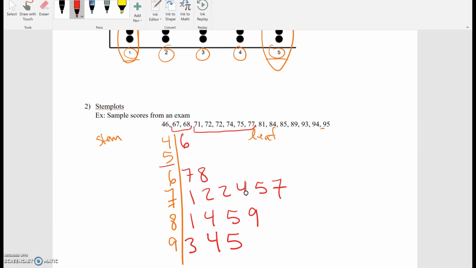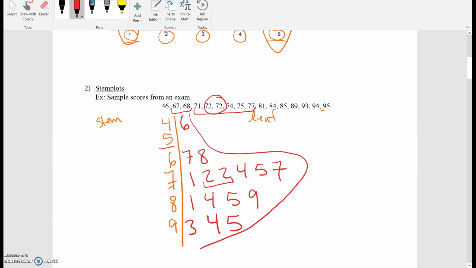Now, a couple things to note. Notice that I wrote two 2s here because there were two 72s. So make sure that you always include repetitions. And if you tilt your head over to the right-hand side, you can see that this is the distribution of this data set. So you can see it visually. You just have to tilt your head a little bit, and that's basically what a stem plot is.